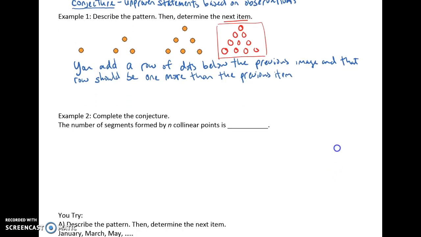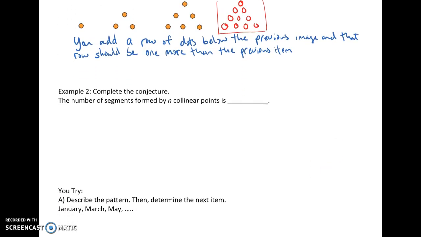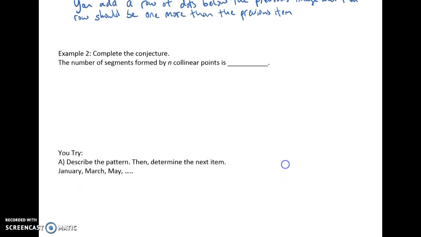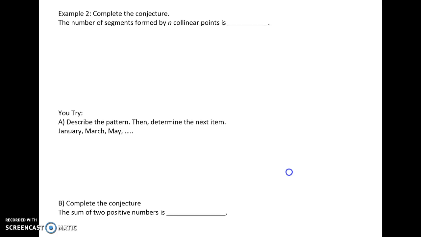Let's take a look at example 2, and we're going to complete this conjecture now. That's a different type of situation. If you look at this example, we're saying the number of segments formed by n collinear points is, and you want to fill in the blank. Is it always 5 segments? Is it n plus 3 segments? So you want to come up with a rule when you're trying to complete the conjecture. And these can be all different types of problems. I could ask you, the sum of an even and an odd number is always blank, and then you've got to figure out what will complete that blank.